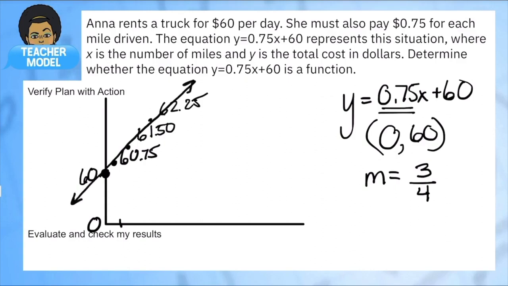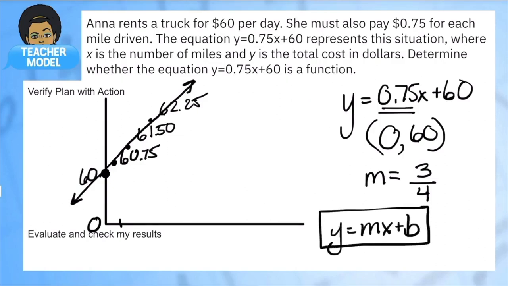And this is all about cost. So just looking at it, it is going to be linear. It would pass the vertical line test because it's just a linear graph. That's what's going to happen to the points. And I just know that because of the format of it, it's written in slope-intercept form, y equals mx plus b form. So I know that's going to be linear.